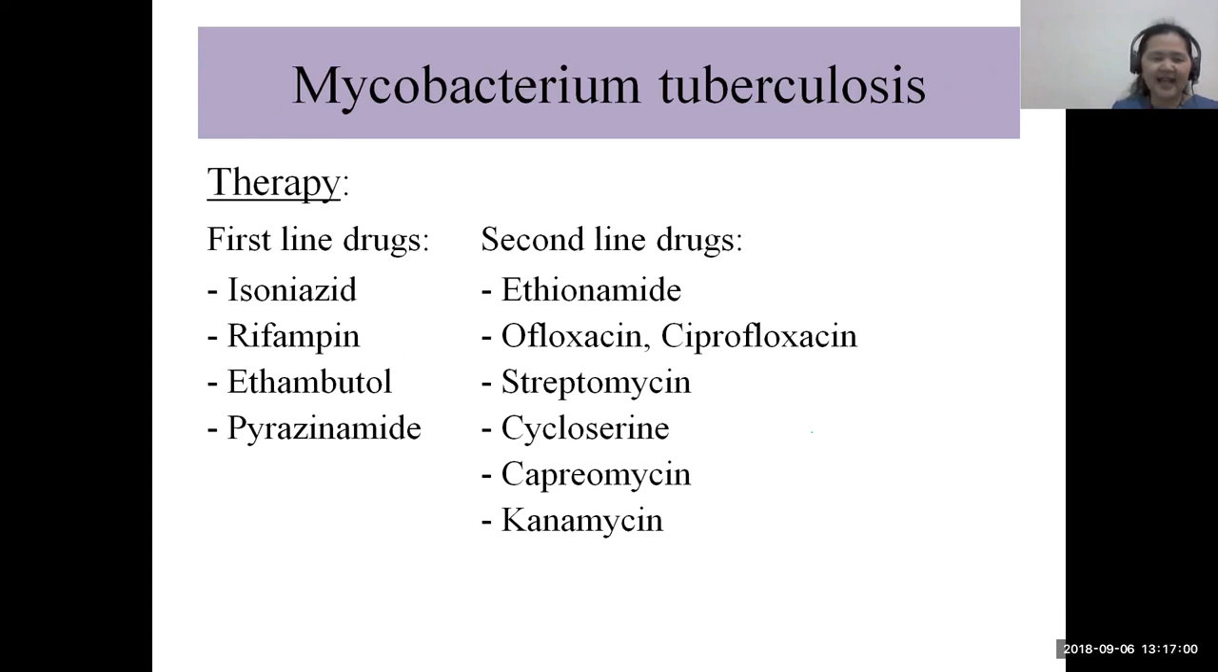Yun, may first line, tapos may second line. Second line are for people who have resistance, multi-drug resistance TB. Okay. Minsan we also adjust the first line drugs depending on the other things of the patient like renal and liver problems. Next. Okay. So yung next mga pictures lang ng sari-saring TB nating pwede makita.